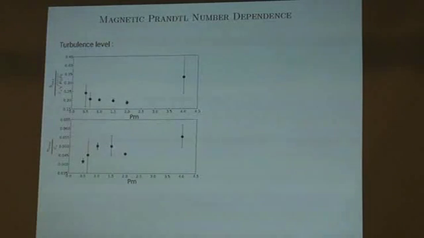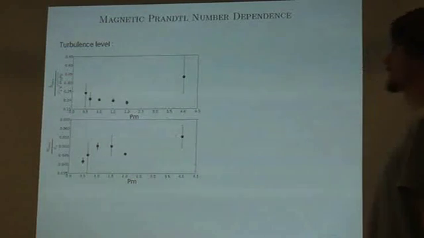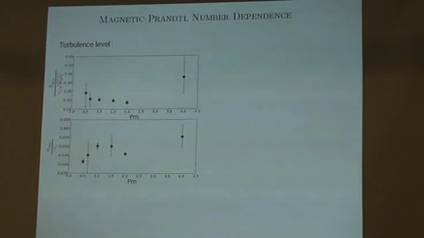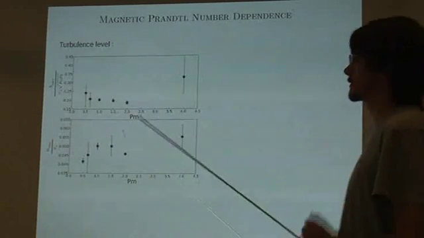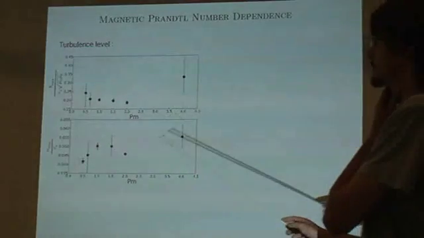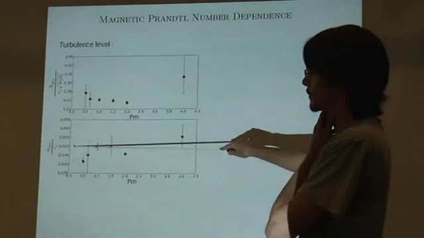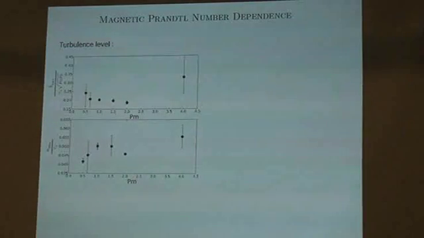Then, to speak about this convergence problem, I did a few runs with different magnetic Prandtl numbers to see if there is a dependence. As you can see in the level of the turbulence, there seems to be no strong dependence. It is quite a small range of variation. This run is not really reliable. It crashed before reaching a steady state.